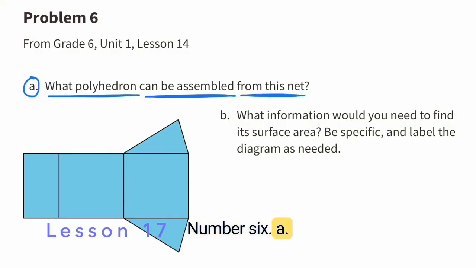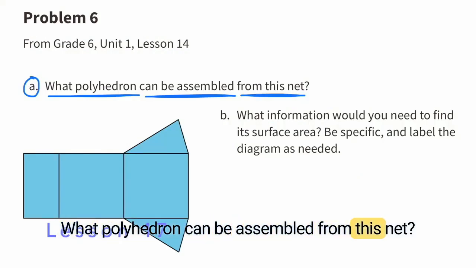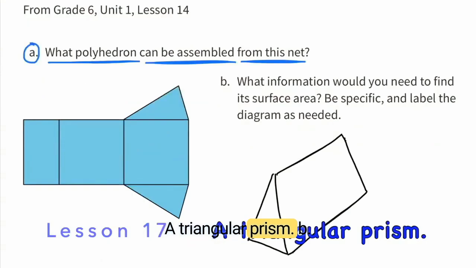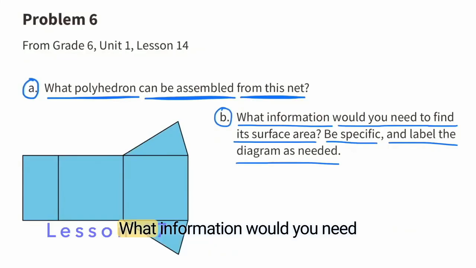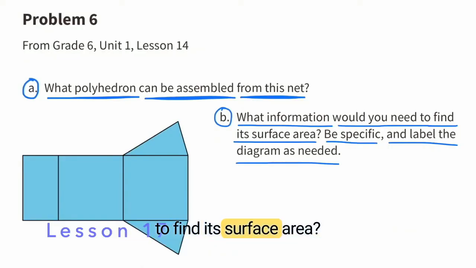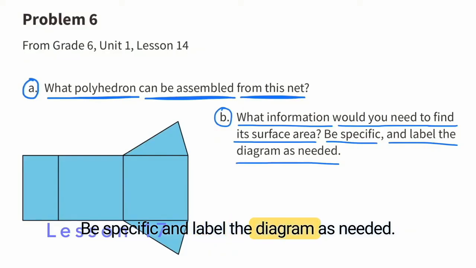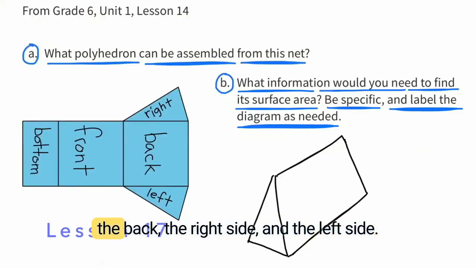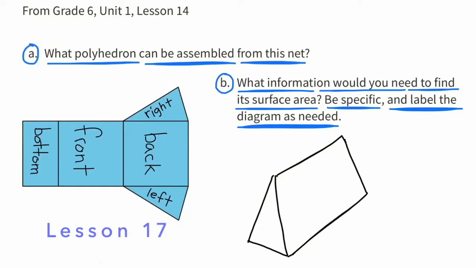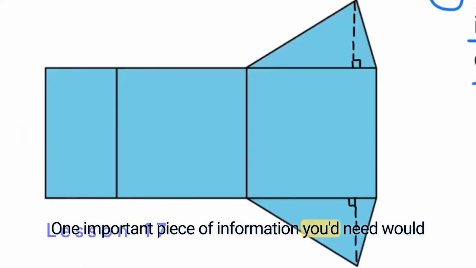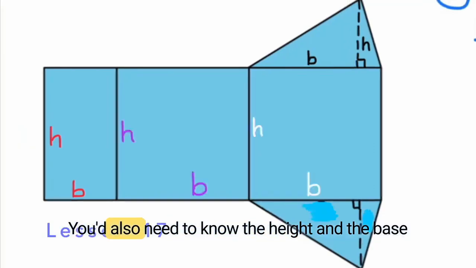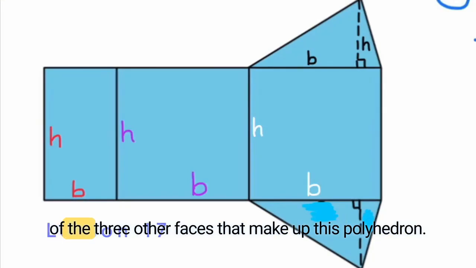Number 6. A. What polyhedron can be assembled from this net? A triangular prism. B. What information would you need to find its surface area? Be specific and label the diagram as needed. You can see I've labeled the bottom, the front, the back, the right side, and the left side. One important piece of information you'd need would be the height of the triangle and the length of the base of the triangle. You'd also need to know the height and the base of the three other faces that make up this polyhedron.